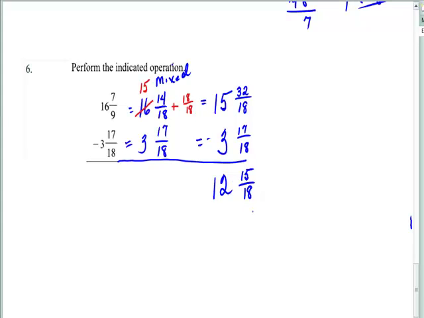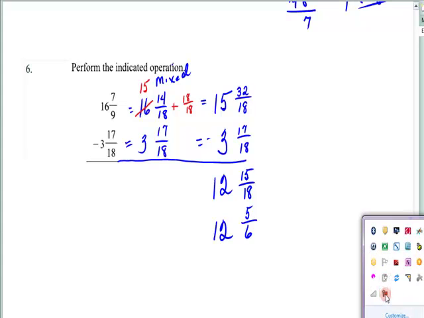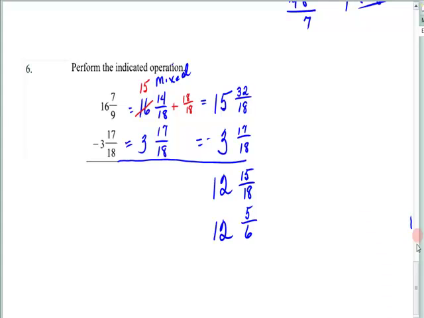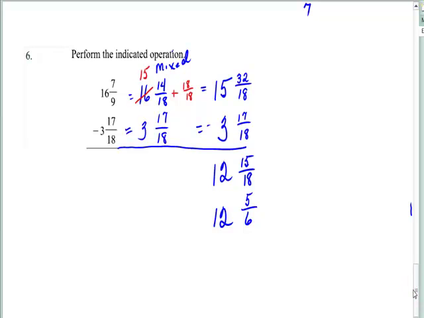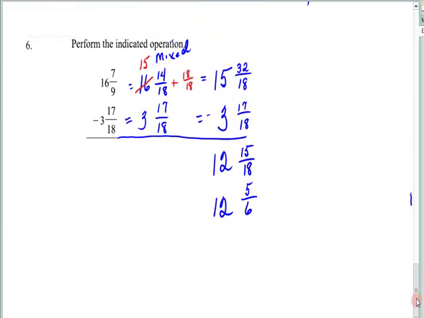And 15/18 can be reduced. We might not have had to do a lot of reducing. 3 is a common factor, so that's going to be 12, and 3 goes in there 5 times, 3 goes in there 6 times. Now we're going to redo the problem, and we're going to do it with improper fractions. Once again, the numbers are going to get big, but we won't have any borrowing. Okay, I'm going to copy it down.